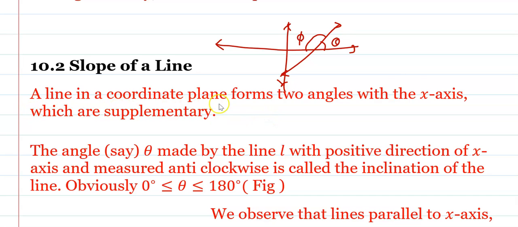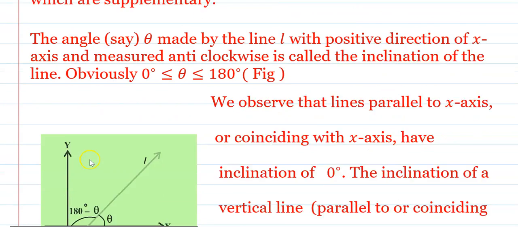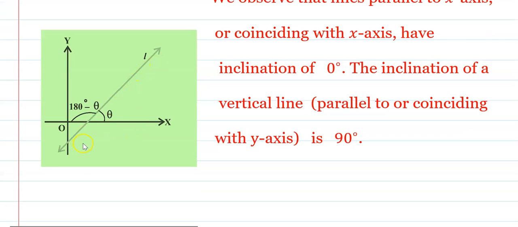A line in a coordinate plane forms two angles with the x-axis which are supplementary. Yes, clearly they are supplementary. They are adjacent angles, and the sum of these two angles is 180, and therefore they are supplementary. The angle theta made by the line L with the positive direction of the x-axis and measured anti-clockwise is called the inclination of the line. See this here. This is the line L. It makes an angle of theta in the positive direction of the x-axis.